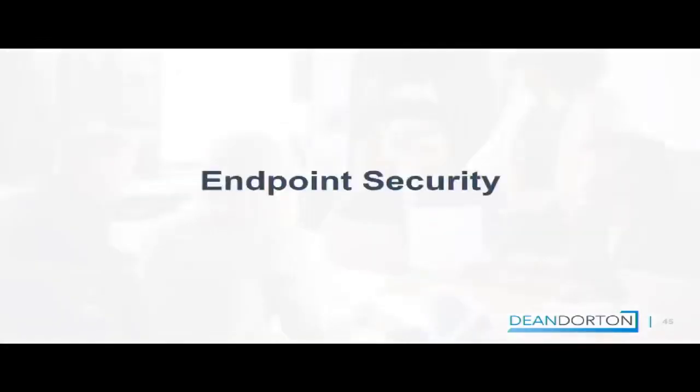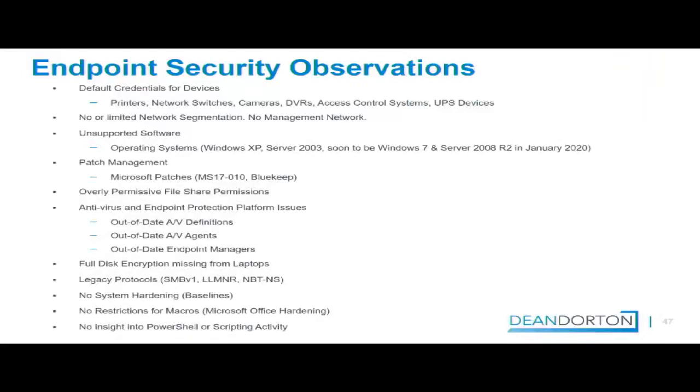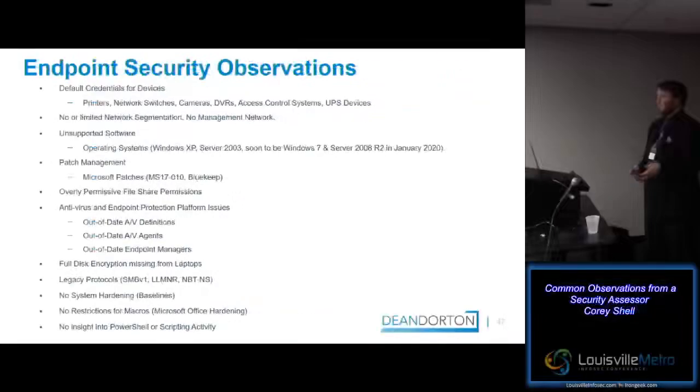Okay, we're going to move on to endpoint security. We've got a lot on this slide. Something I see pretty much everywhere I go is default credentials for devices. This can be printers, network switches, cameras, DVRs, access control systems, UPS devices. I always find at least one device with default credentials everywhere I go. Printers is pretty much every time, 100% of the time.